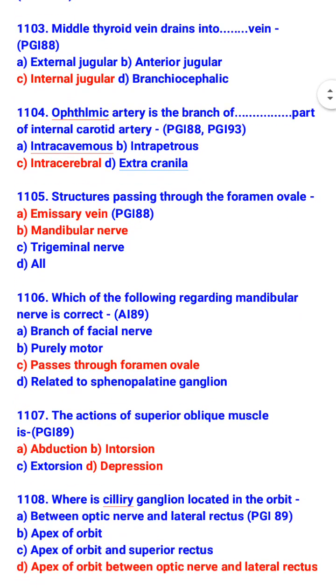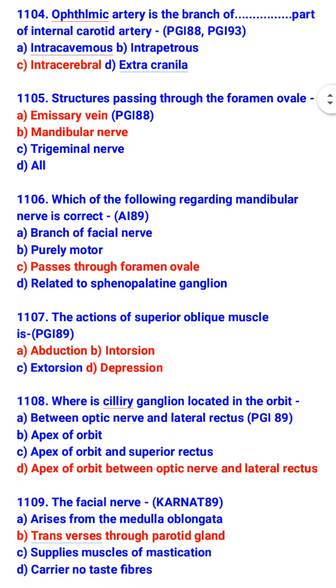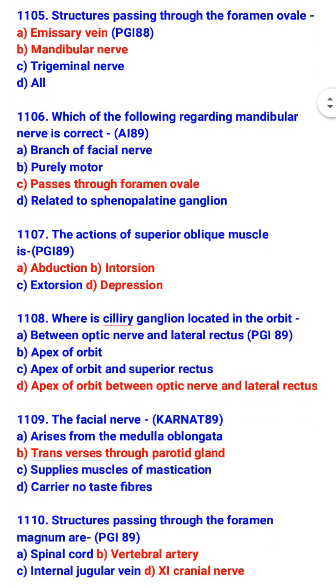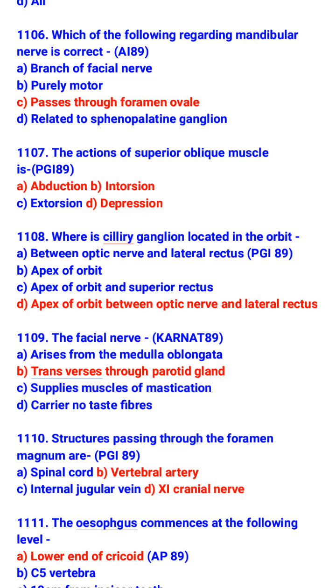Which of the following regarding mandibular nerve is correct? That it passes through foramen ovale. The action of superior oblique muscle is abduction, intorsion, and depression. Where is ciliary ganglion located in the orbit? Apex of orbit between optic nerve and lateral rectus.